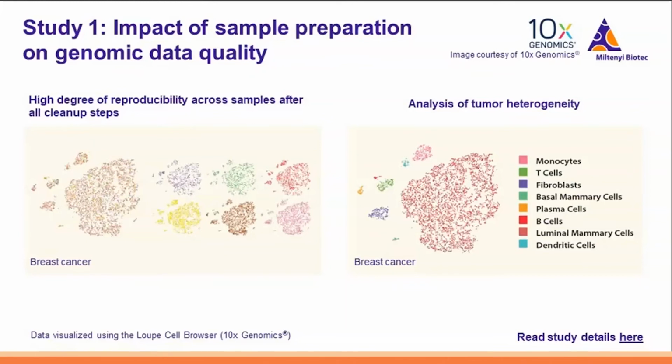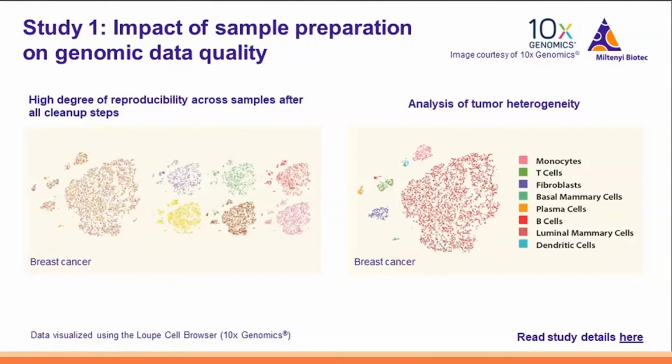Moreover, we were able to perfectly perform the analysis of tumor heterogeneity in the samples. Here you can also see the example of breast tumors, and in different colors, we depict the different populations that we detected in these samples, containing mainly tumor cells, but we were also able to nicely detect immune cells, fibroblasts, and other subpopulations in the sample.